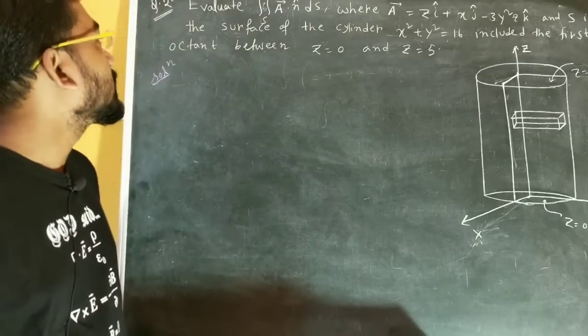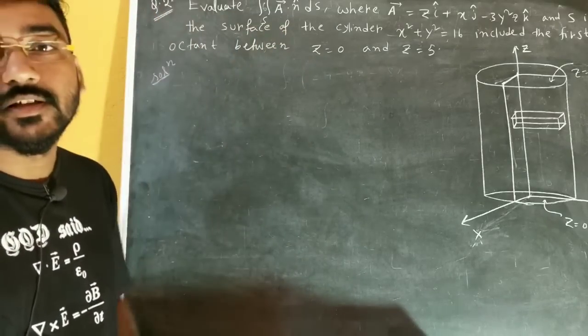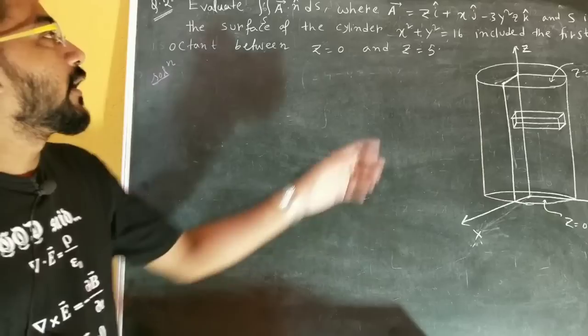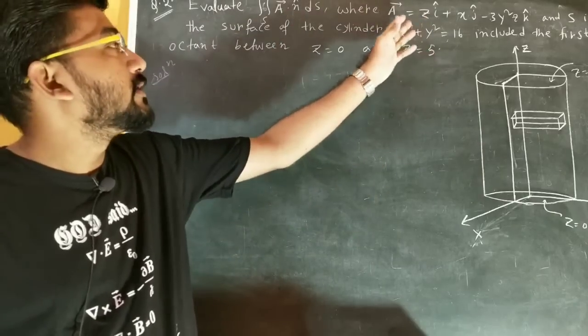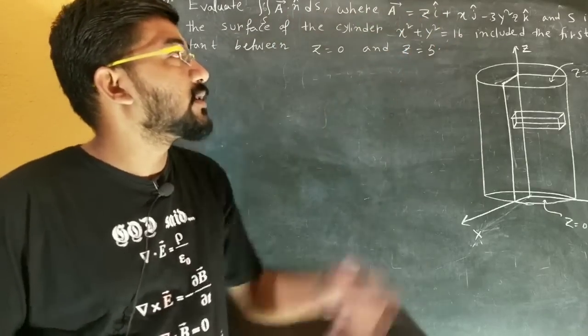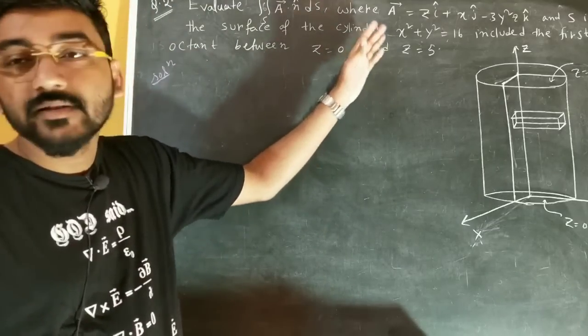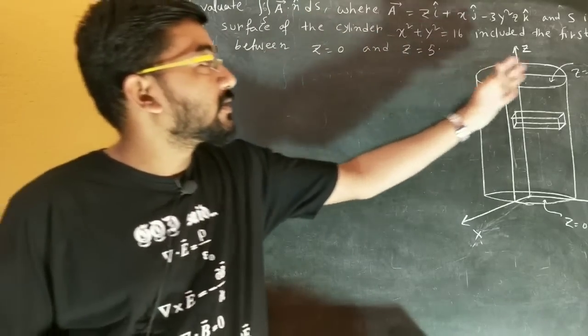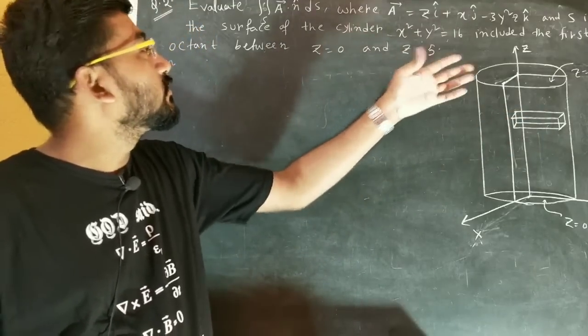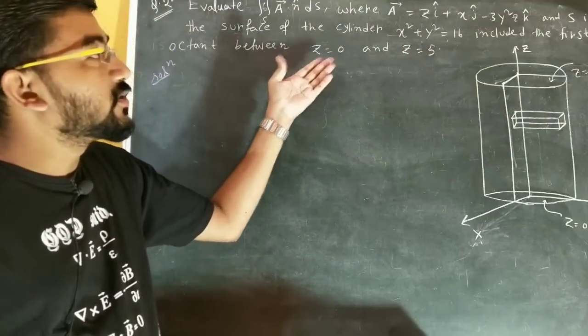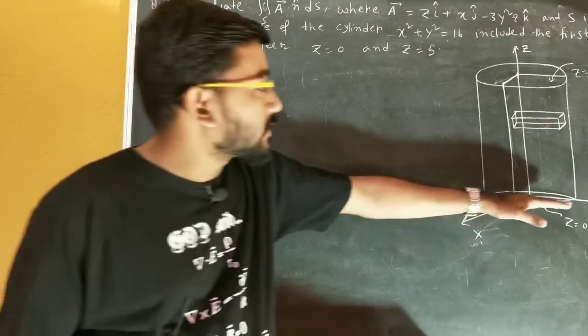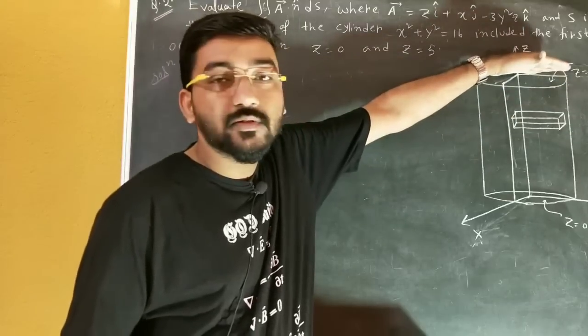Here the example is that we have to evaluate the integral of A dot n cap dS, where A is given as z i cap plus x j cap minus 3y square z k cap, and S is the surface of the cylinder x square plus y square is equal to 16, which you can see here, included in the first octant between z is equal to 0 and z is equal to 5. So this is the z is equal to 0 plane and this is the z is equal to 5 plane.